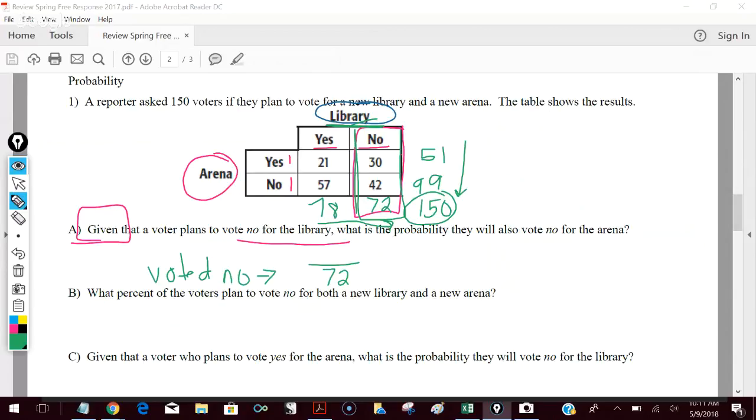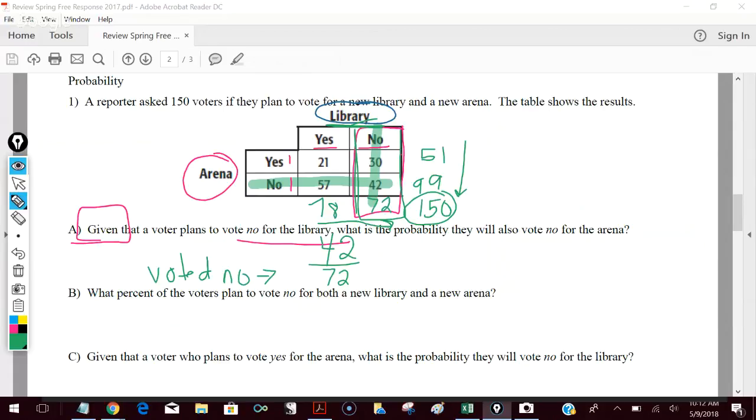But now it wants to know the probability, and it's what is the probability that they also voted no for the arena? So now I'm going back to my table and I'm looking at arena and where they voted no for the arena. Yep. So here's the arena, here's no. So 42 also voted no. So I'm going to put 42 in my numerator. So I have 42 divided by 72.